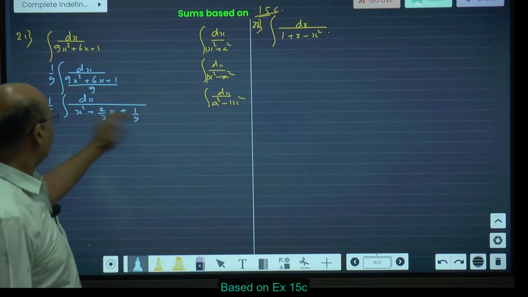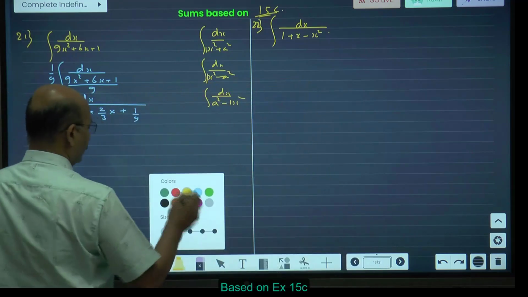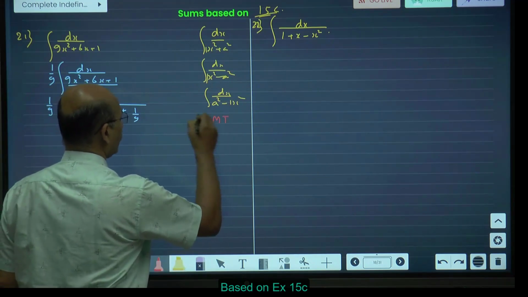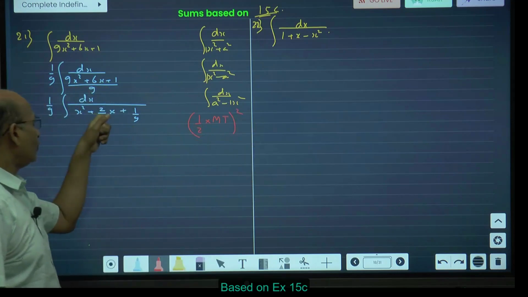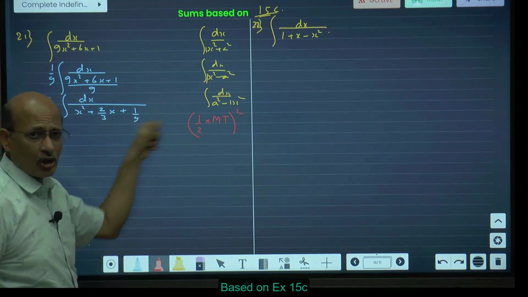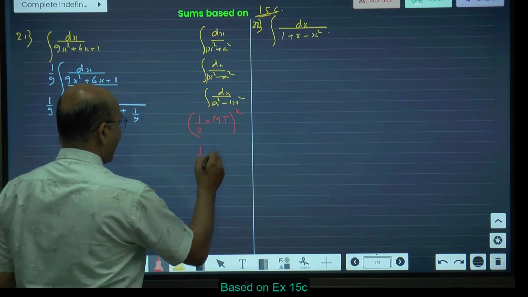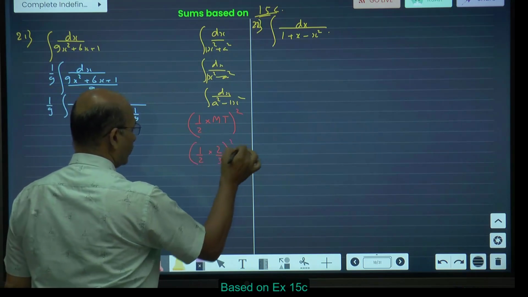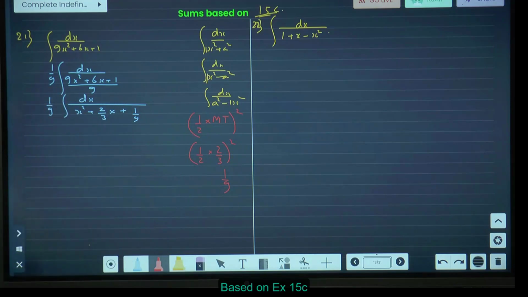How do you find that term which you have to add or subtract, children? There is a very good formula for a rescue: half into middle term whole square. This is the way of finding that term which you have to add to the x terms and subtract from the constant term. So let us see that term now, how I do it. Half into middle term is 2 by 3, whole square. So it is nothing but 1 by 9. So I will add 1 by 9 and subtract 1 by 9.